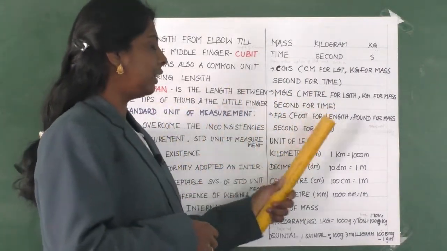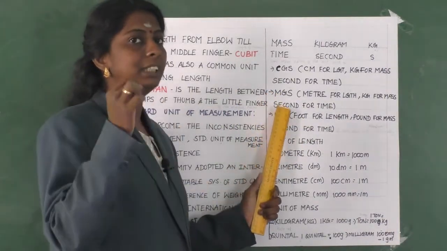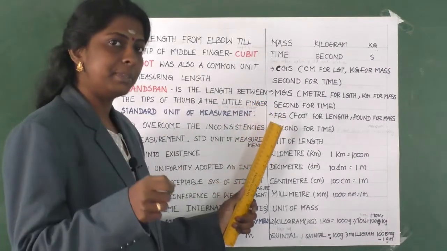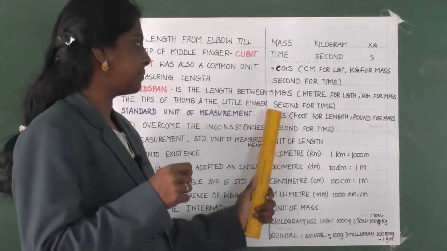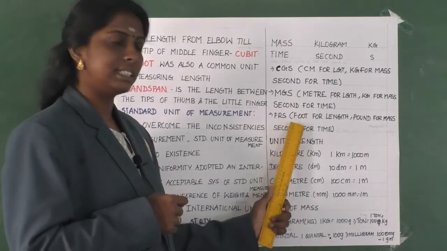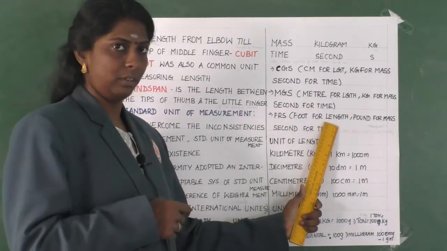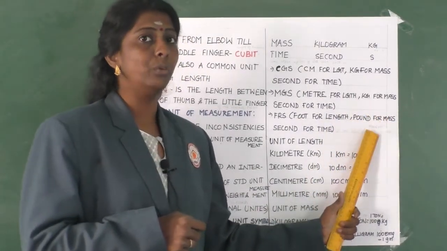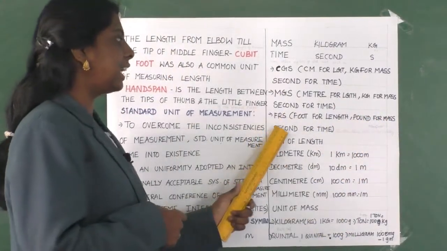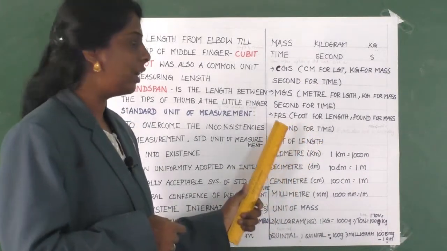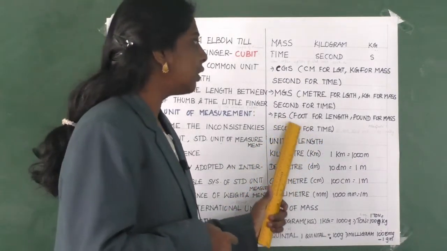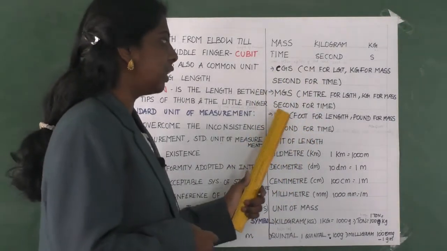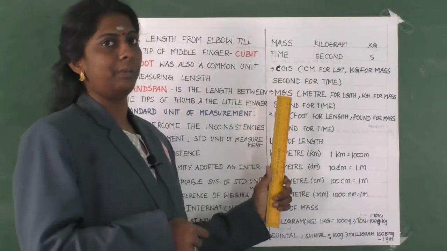Okay, so that's what is in short mentioned as MGS. Clear? Yes. Next type is FRS. What is this? Foot for length, pound for mass, and second for time. So these are different systems, that is CGS, MGS and FRS. They are also used occasionally.